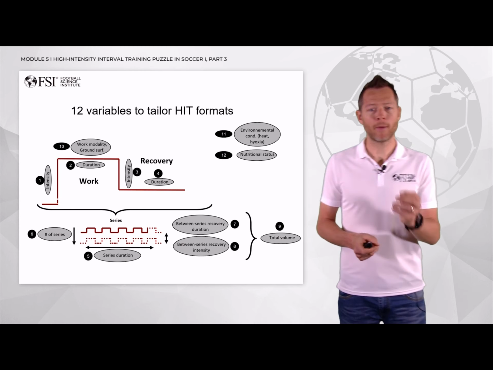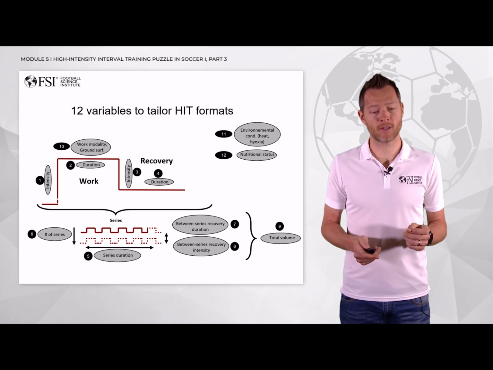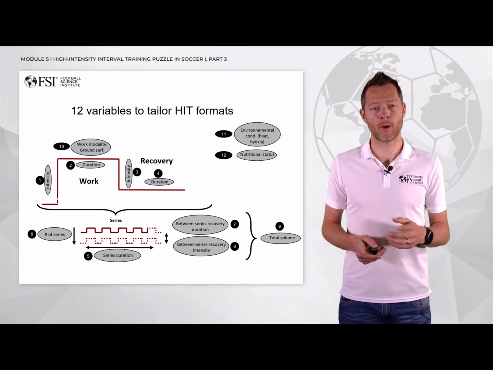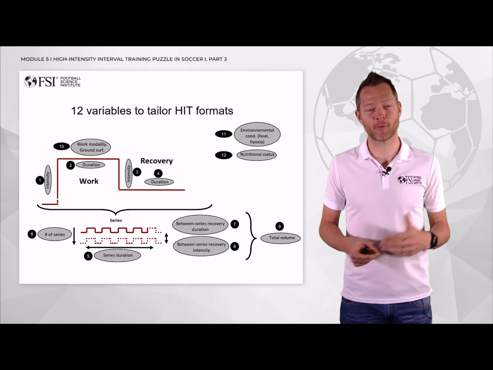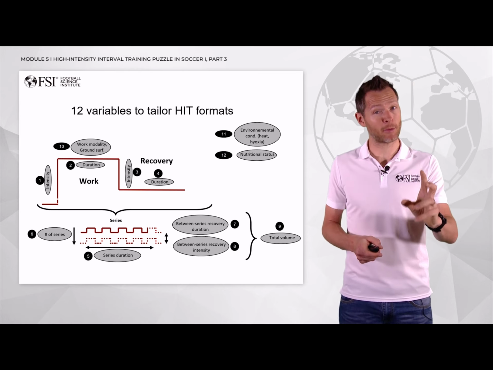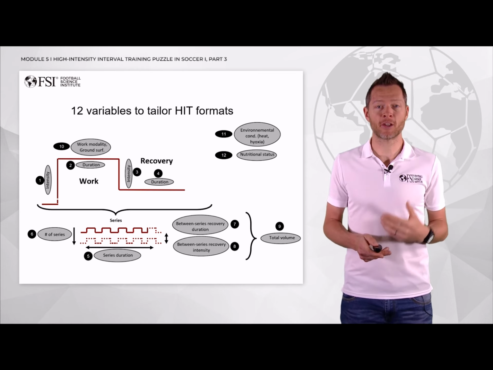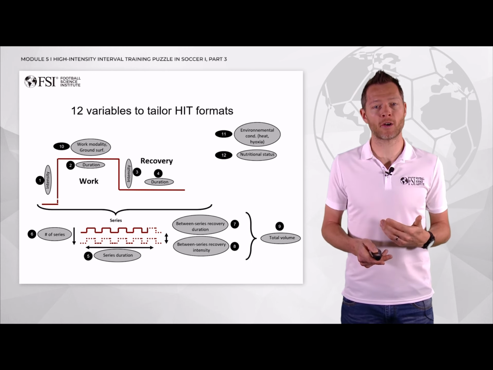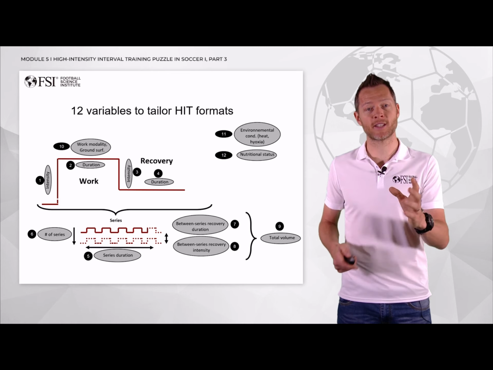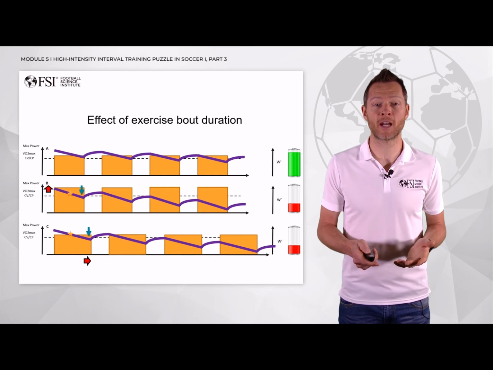Okay, and when we come back now to our 12 variables that we use to tailor HIIT formats, obviously we won't spend as much time as we spent on programming the intensity, because that, again, as I said, is probably the most critical aspect. Then we're going to just discuss a few of the other variables and how they affect exercise tolerance and overall physiological response.